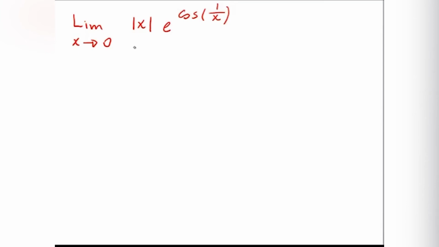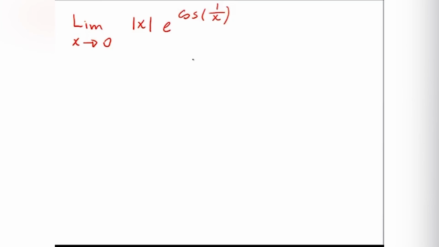See here, as x goes to 0, the first factor goes to 0, while the limit of the second factor does not exist, because as x goes to 0, the limit of cosine 1 over x does not exist. And therefore, we cannot just say the limit of absolute value of x times the limit of e to the power cosine 1 over x. So what do we do here? I will implement the sandwich theorem. I will start this way.